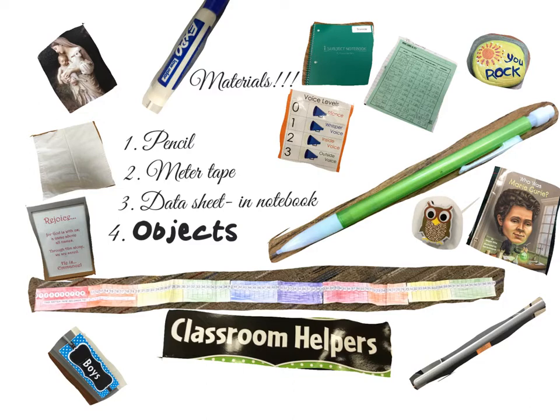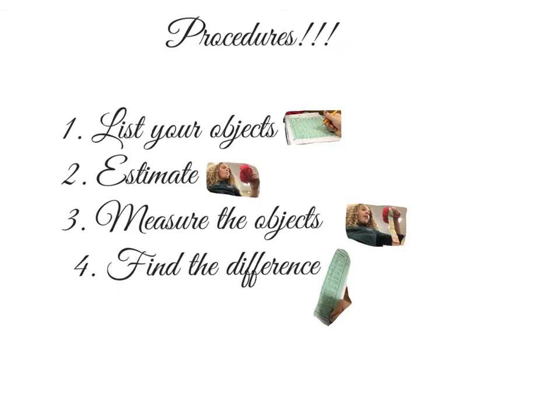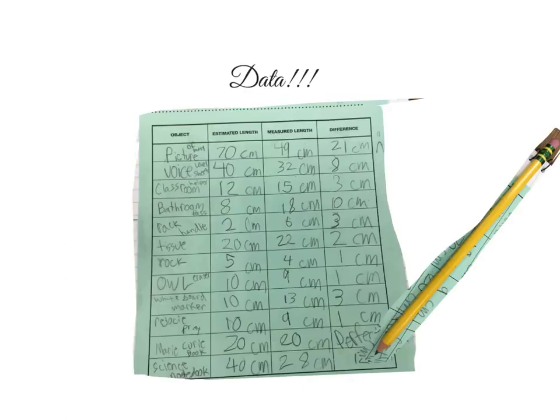4 objects. Procedures. 1. List your objects. 2. Estimate. 3. Measure the objects. 4. Find the difference. Data.